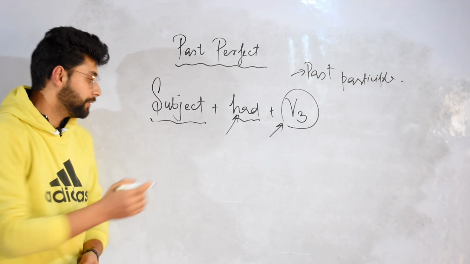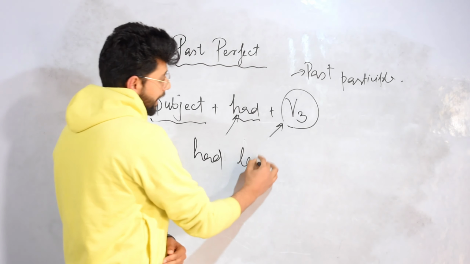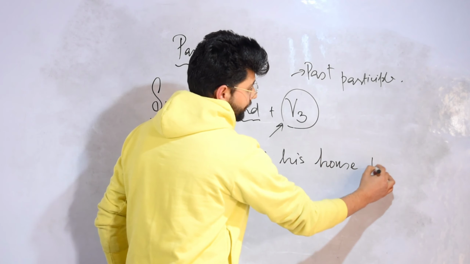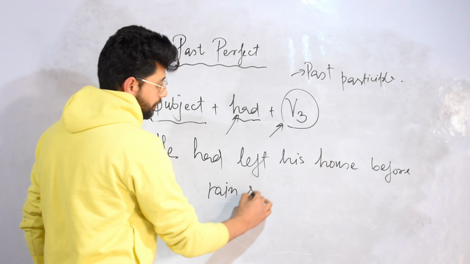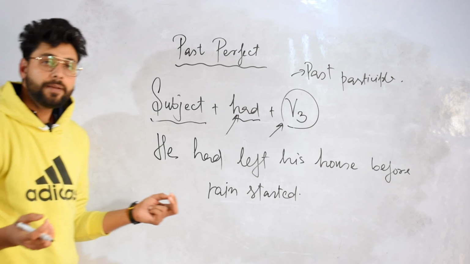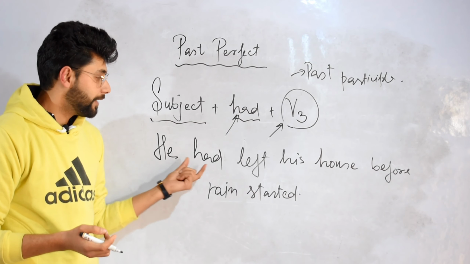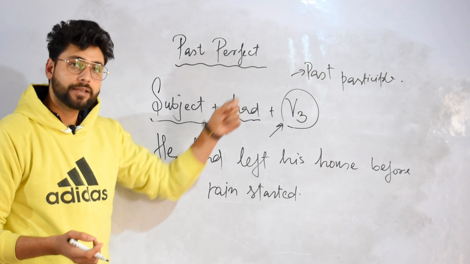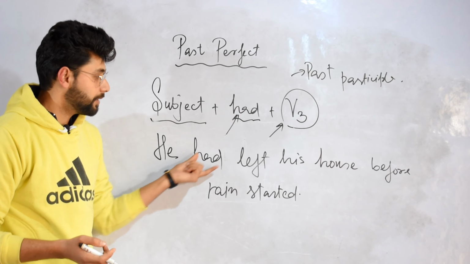One last example. He had left his house before rain started. So somebody had left his house before rain started. So first action was that the person left his house, and then the second action is starting of rain. Before rain started, somebody left.